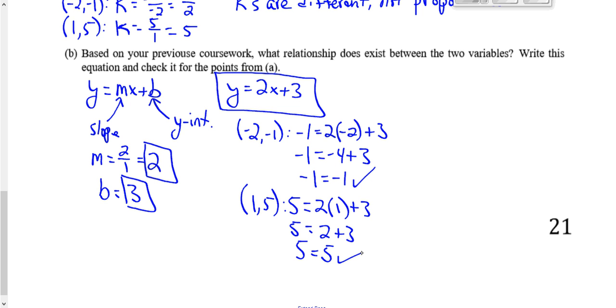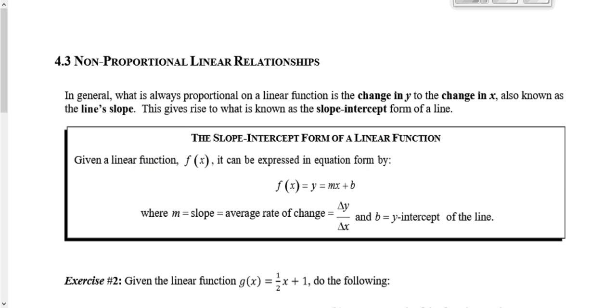All right, let's go to the other side. And by the way, this m is the slope and the b is the what?